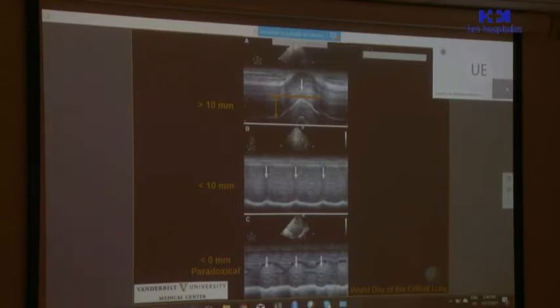On the other hand, and it depends, you obviously want to follow the diaphragm. Here we have one where it's less than 10 millimeters, which is consistent with dysfunction of the diaphragm. And then lastly, you have here paradoxical. So when the patient takes a deep breath, the diaphragm moves in the opposite direction. And this is what we typically see with somebody who has an injury of the phrenic nerve or hemidiaphragm.